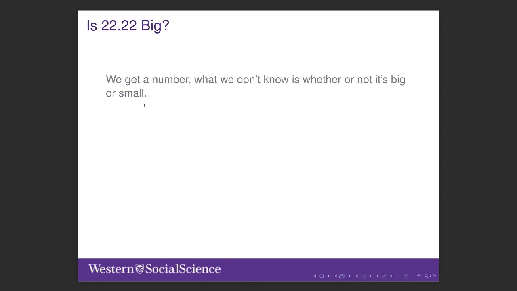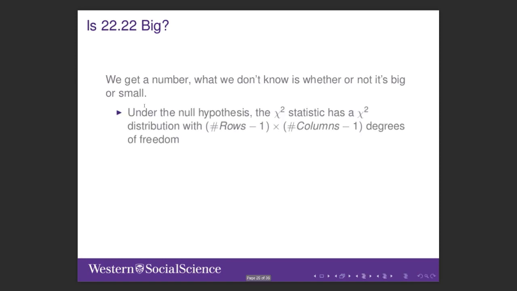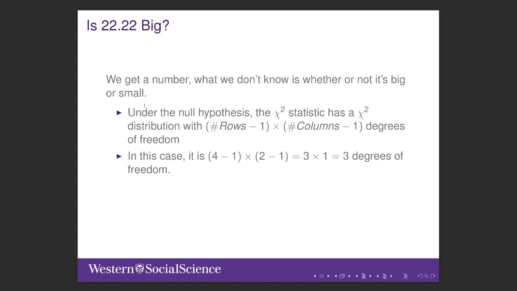Because you're not intimately familiar with the chi-squared distribution, you likely don't have a frame of reference for whether this is a big or small number. To figure this out, we need to know a few other things first. Under the null hypothesis, the chi-squared statistic follows a chi-squared distribution with degrees of freedom that are equal to the number of columns minus 1 times the number of rows minus 1. In this case, the chi-squared distribution has 3 degrees of freedom.